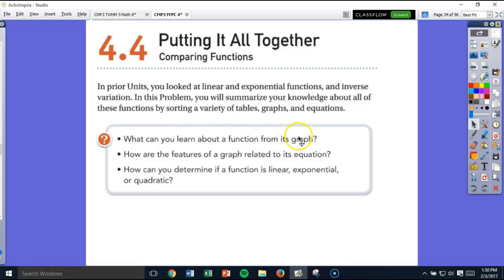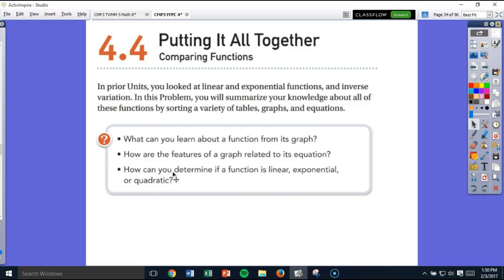You know, when we see all of these different types of graphs with our straight lines, our parabolas, our inverse variations, our exponential growths, what exactly can a graph tell us, from its shape to its x and y intercepts, those sorts of things? And then how are the features of a graph related to its equation, such as being able to find the y-intercept and looking for that number in an equation? And then how can you determine if a function is linear, exponential, or quadratic?